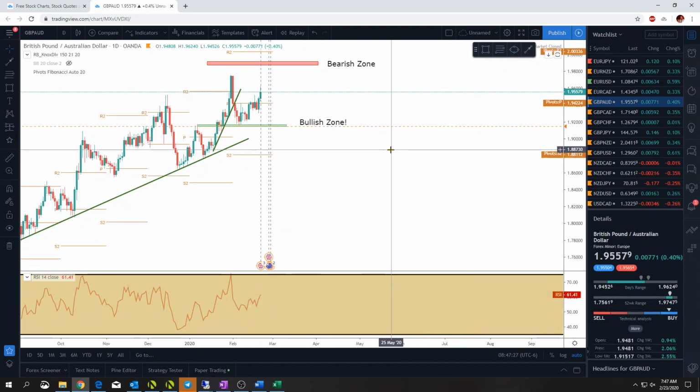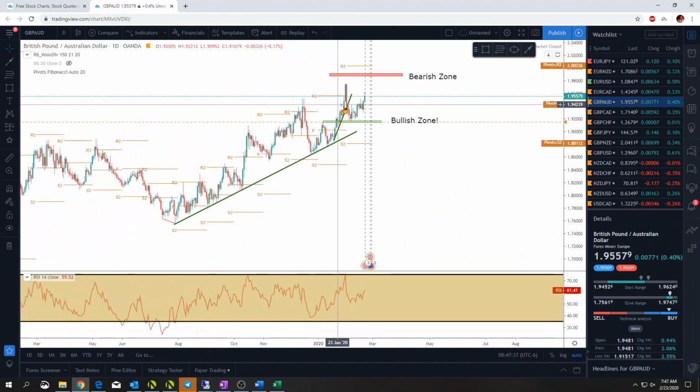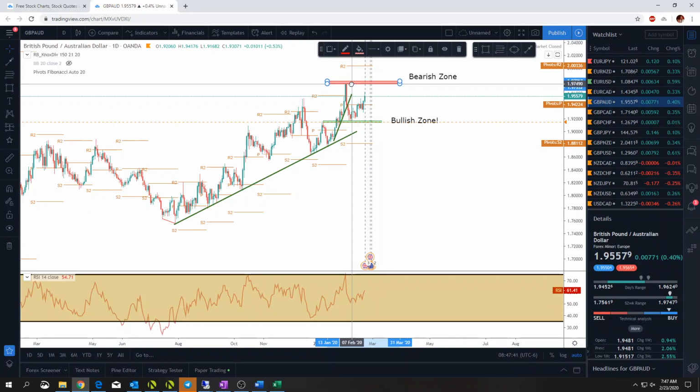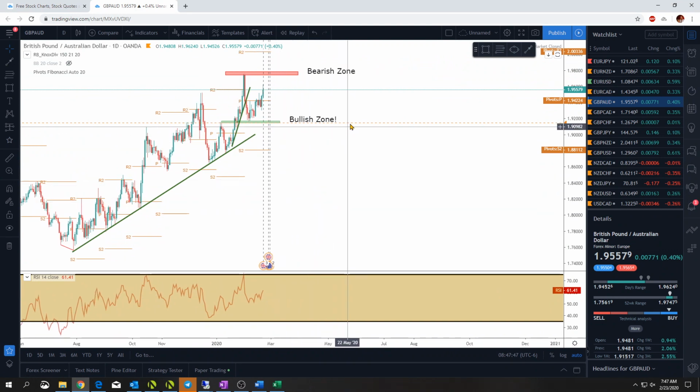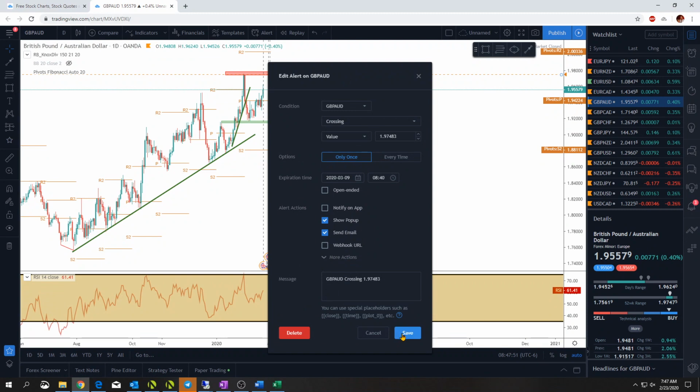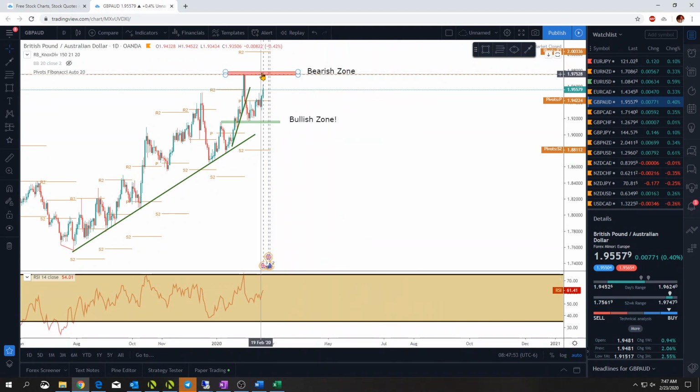So, British pound AUD, we set our alert here. We didn't get a pull down. I'm expecting price to come back up to this bearish area. Possibly, let's just see what happens right on that resistance level. I'm going to go ahead and move this alert to there. I'm more concerned this week what price is going to do there.